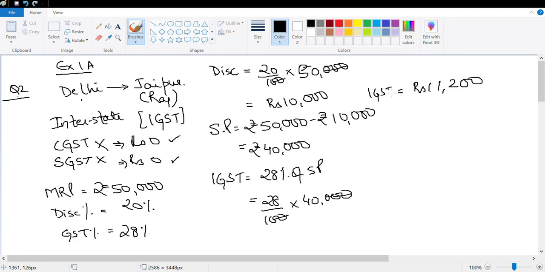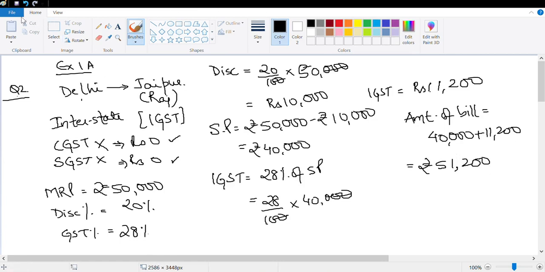So this is rupees 11,200. That's my IGST. And the final question, amount of bill. So amount of bill will be what the manufacturer gets, which in this case is 40,000, plus the tax which the government gets, that's rupees 51,200. Perfect. So let's move on to the next question.